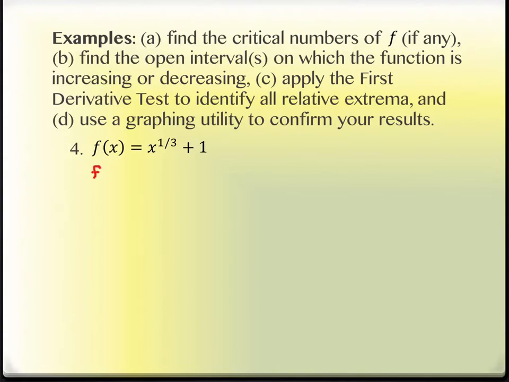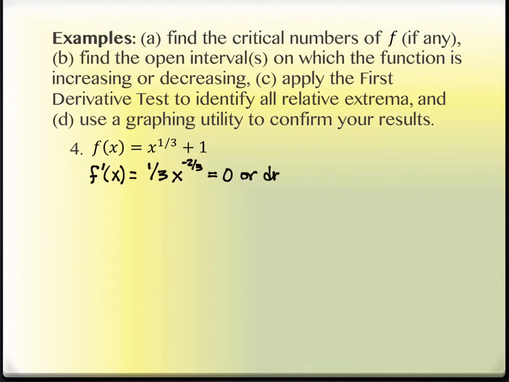The first thing we do is take the derivative. All right, so what's the derivative of x to the 1/3? One-third x to the negative 2/3, right? And then the derivative of the 1 is 0. Okay, so we're going to set this equal to 0 or does not exist.